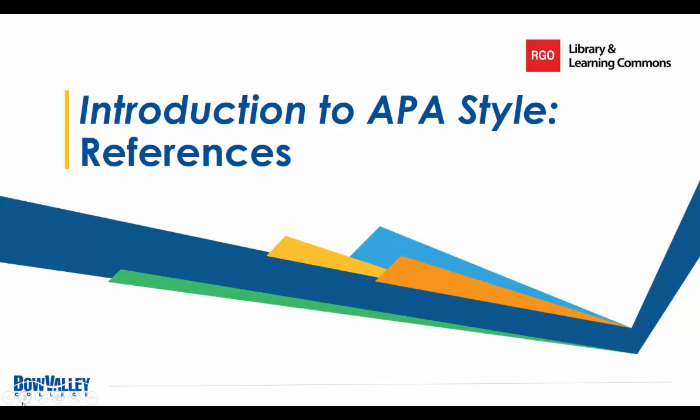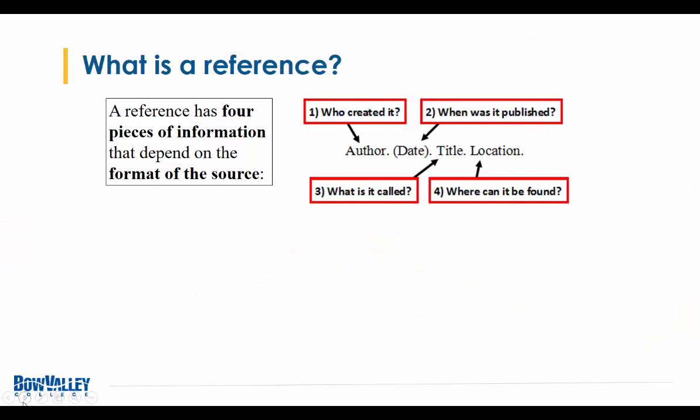Welcome to the third video in our series on APA style. All of the sources you've cited in an assignment need a reference, which is written in a list at the end of your assignment. A reference answers 4 questions about a source. The answers to these questions depend on the format of the source.